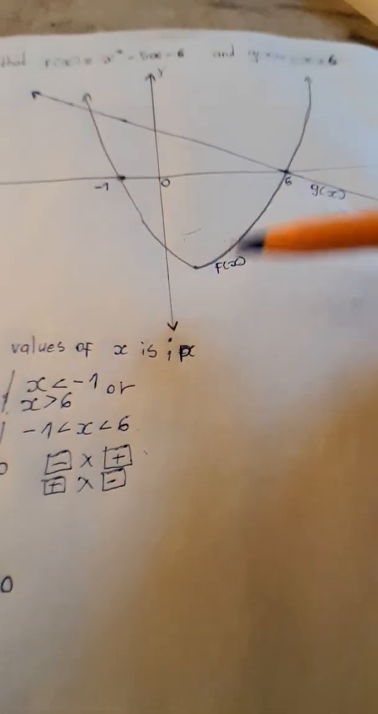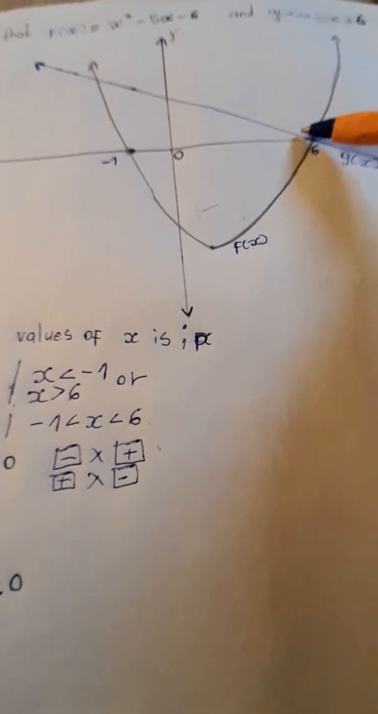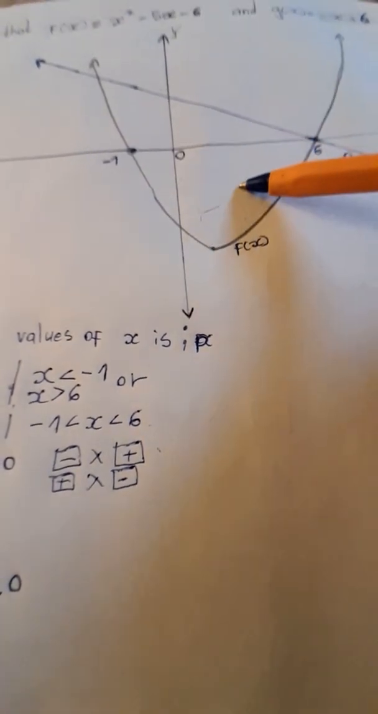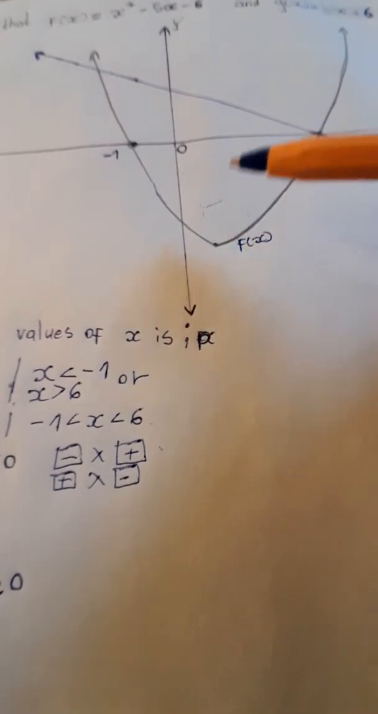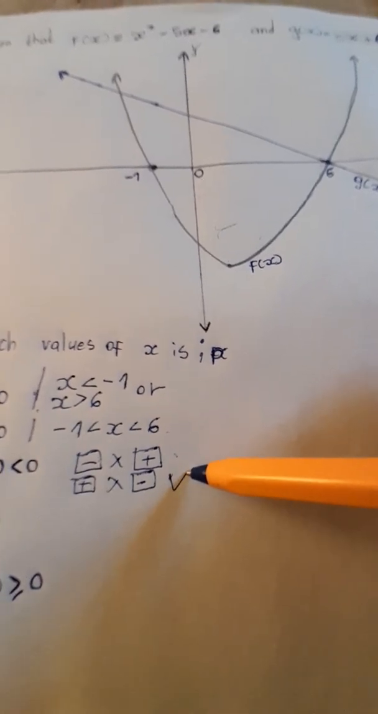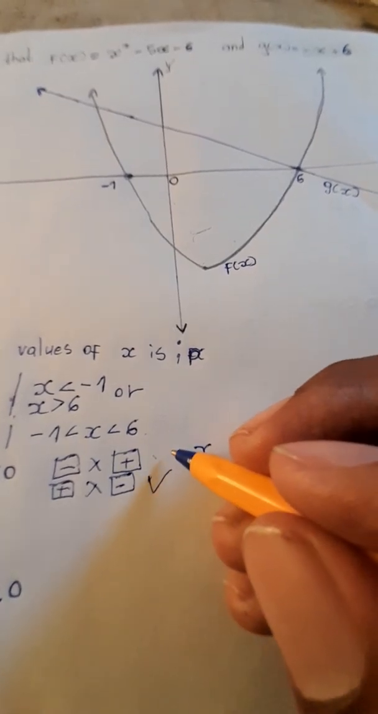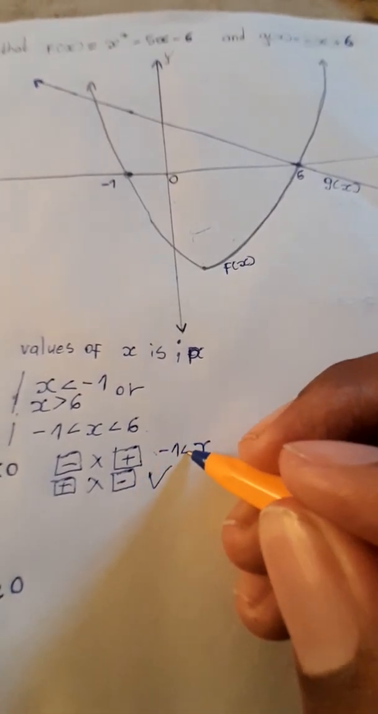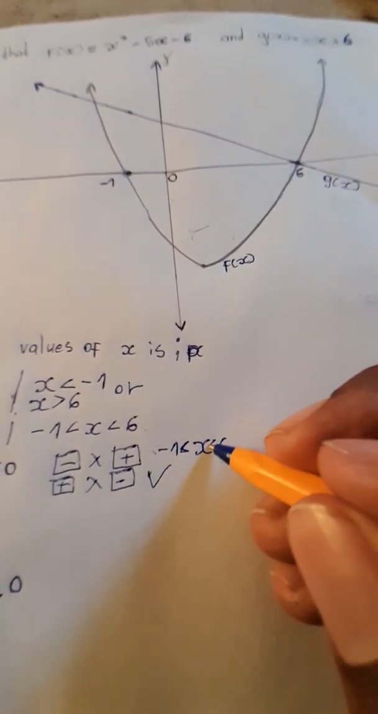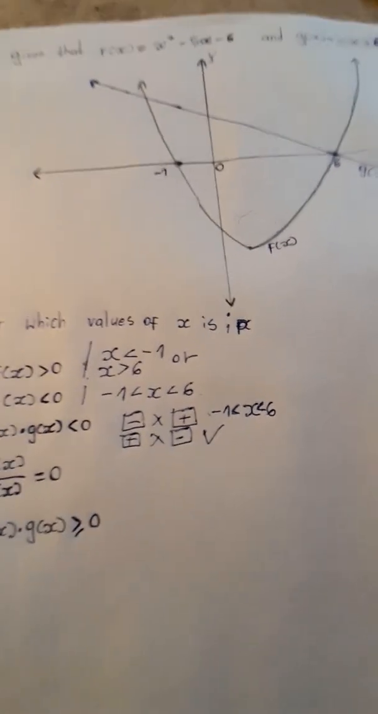So where is it here? Here they're both positive. Here this one is negative, and this one is positive, and this one is negative. So I think the second condition is satisfied here. To answer this question, you can say x is between -1 and 6. I forgot this sign here. x is between -1 and 6, like this.